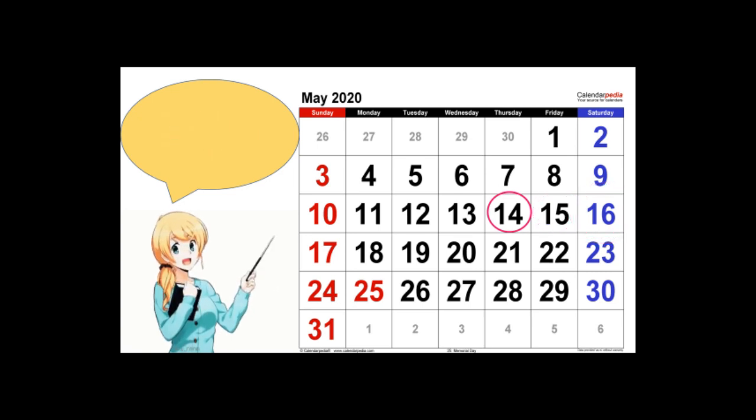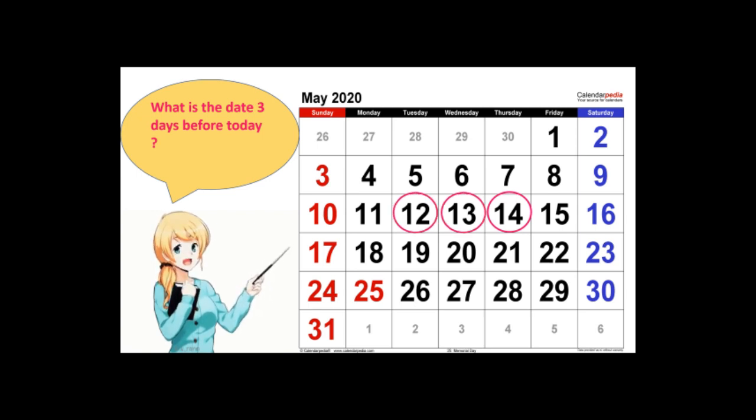Next, what is the date 3 days before today? You have to move backward from today's date. 1, 2, 3. This is the date 3 days before today, 11th. So, what is the day? Yes, Monday.